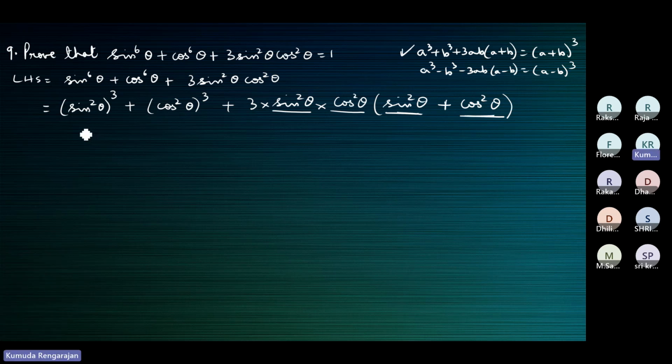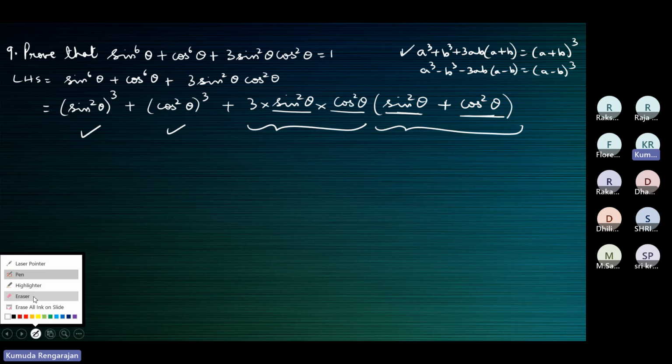See, this one was already there. This one was there. This one was there. And this one also was there. So we have written this one by ourselves. This is not there in the expression, but we have written this. But it's fine because sine square theta plus cos square theta is 1. So you've written into 1. So you're not changing the value of the expression.